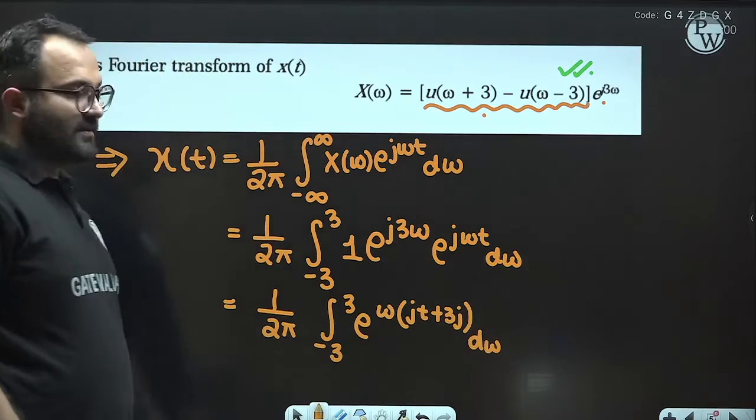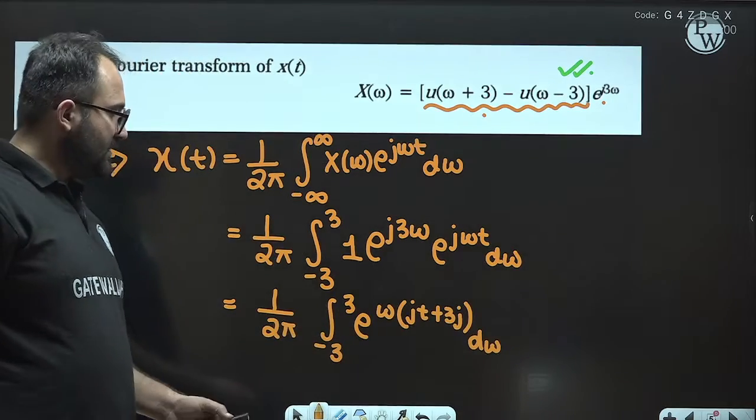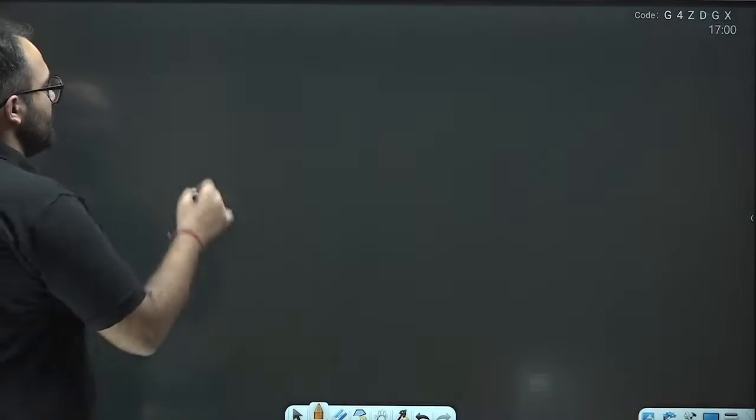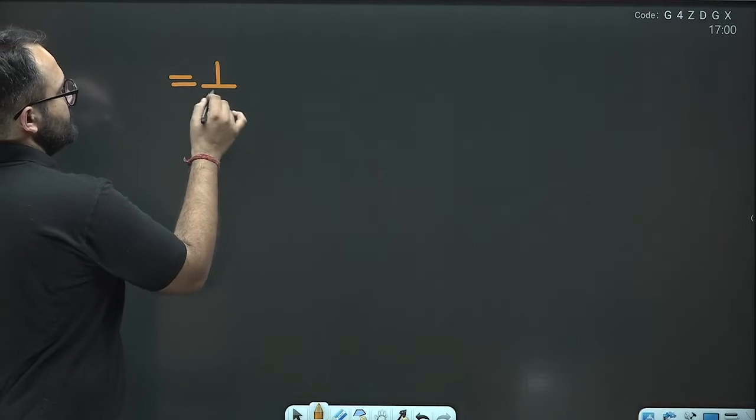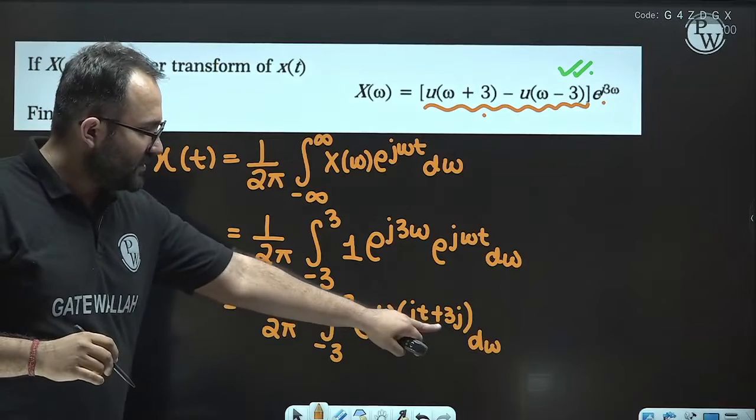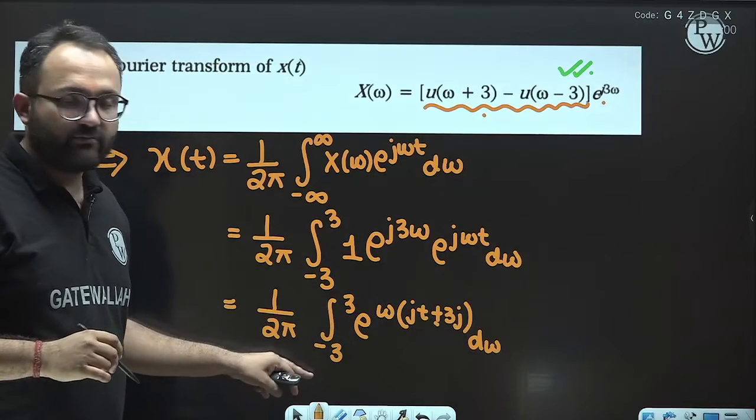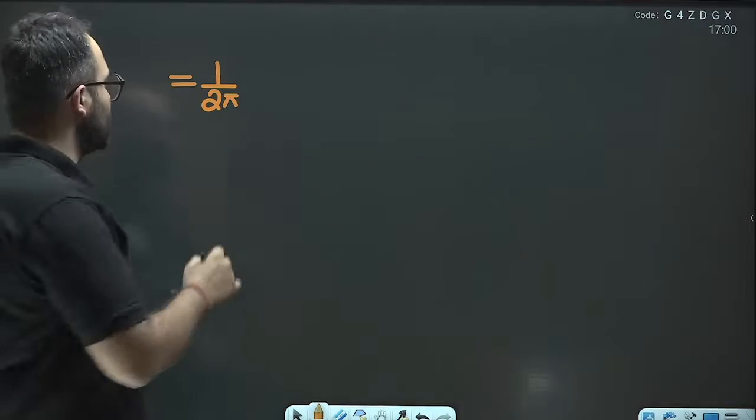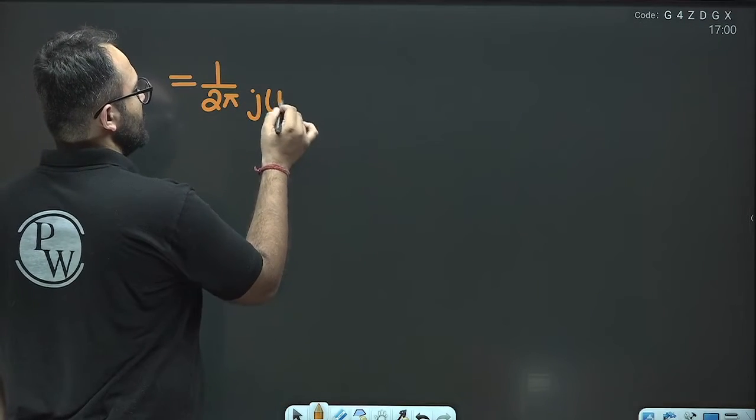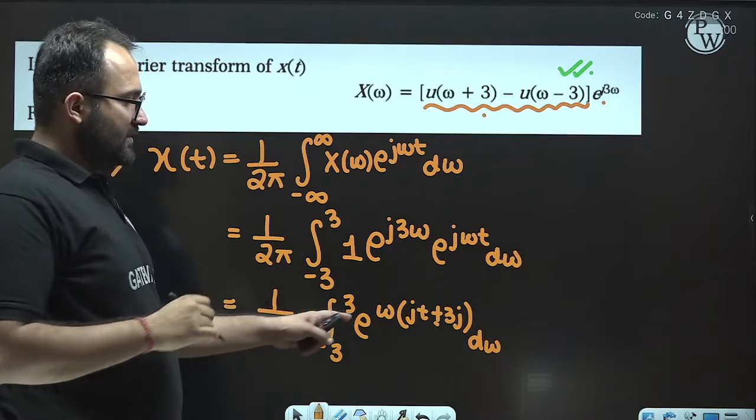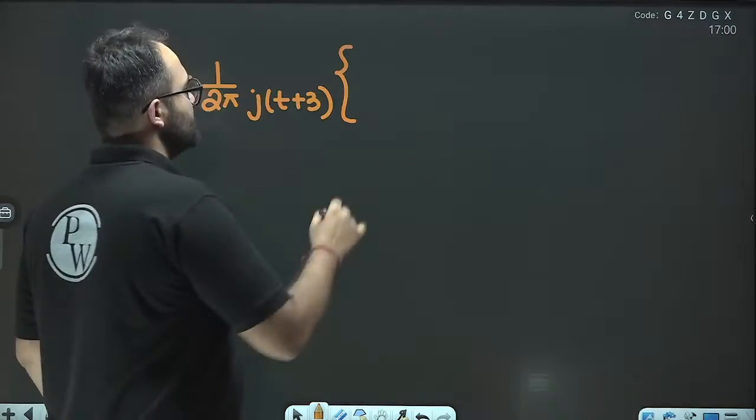Now when we integrate this, we'll get 1 upon 2 pi. We'll put this constant term down, because this is a constant: we are integrating in terms of omega. So this will be j t plus 3. And here, in place of omega, we will put 3 and minus 3.